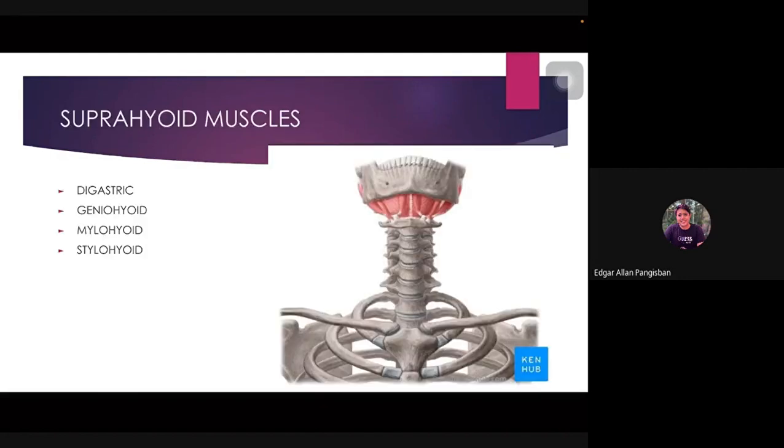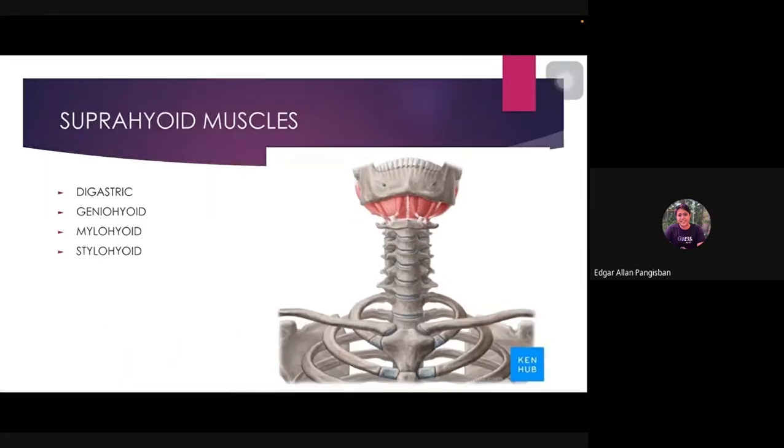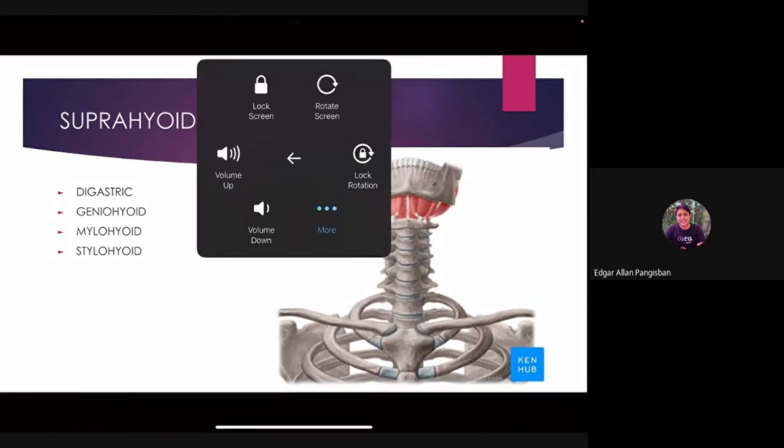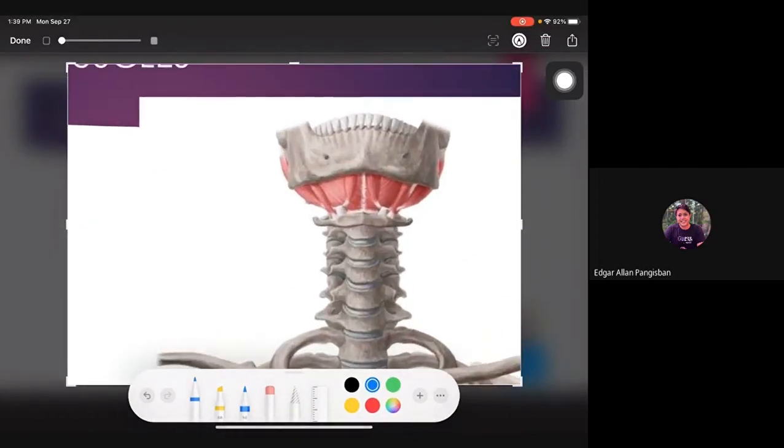Okay, so bakit sila tinawag na suprahyoid muscle? Okay, kasi they are located above. Supra, they are located above the hyoid bone. Okay, so ito po. So this is your hyoid bone, in color blue. Okay, that is your hyoid bone. And your hyoid bone is a movable bone, just like your jaw, yung panga natin, or the mandible. The mandible is also moving, kaya siya movable jaw. Your hyoid bone also is moving, movable din siya, it's not fixed.